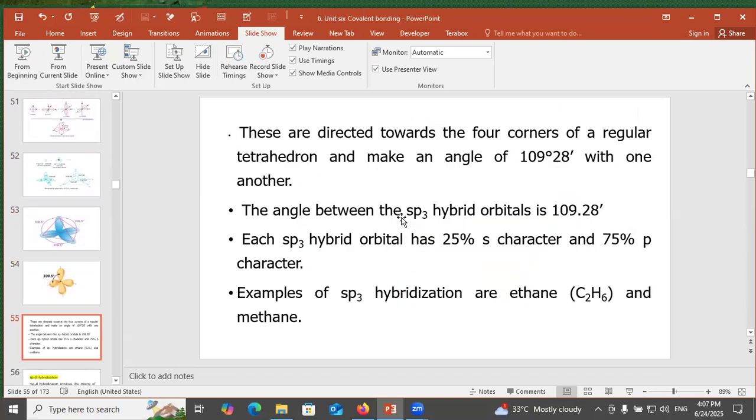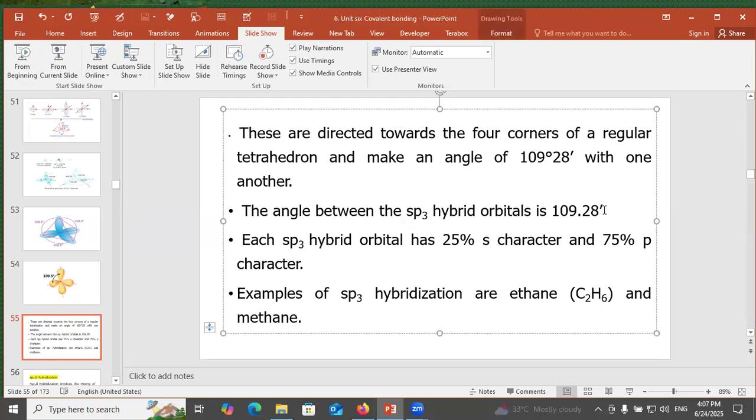These are directed towards the four corners of a regular tetrahedron and make an angle of 109 degrees 28 minutes with one another. The angle between the sp3 hybrid orbitals is 109.5 degrees, or 109 degrees 28 minutes. Each sp3 hybrid orbital has 25% s character and 75% p character. Examples of sp3 hybridization are ethane and methane.